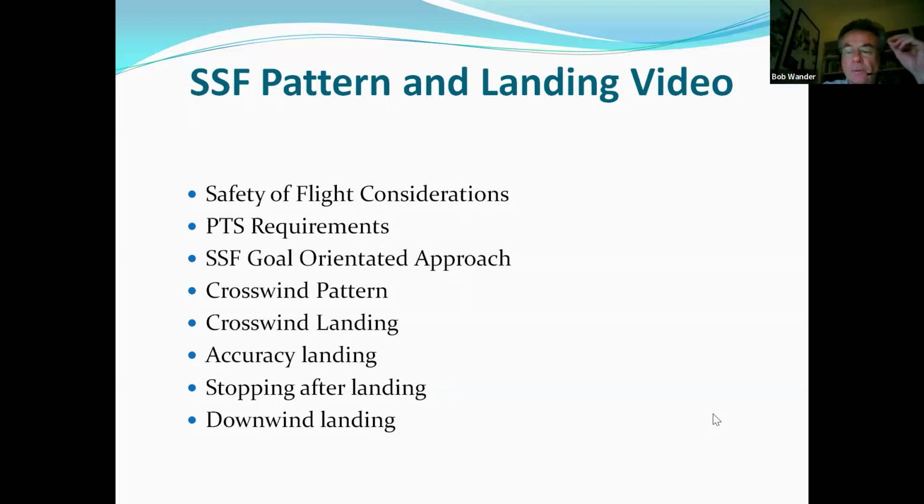I use whatever resources are available at the time to get the candidate started. So if the simulator is first, that's fine. If the glider comes first, that's fine.